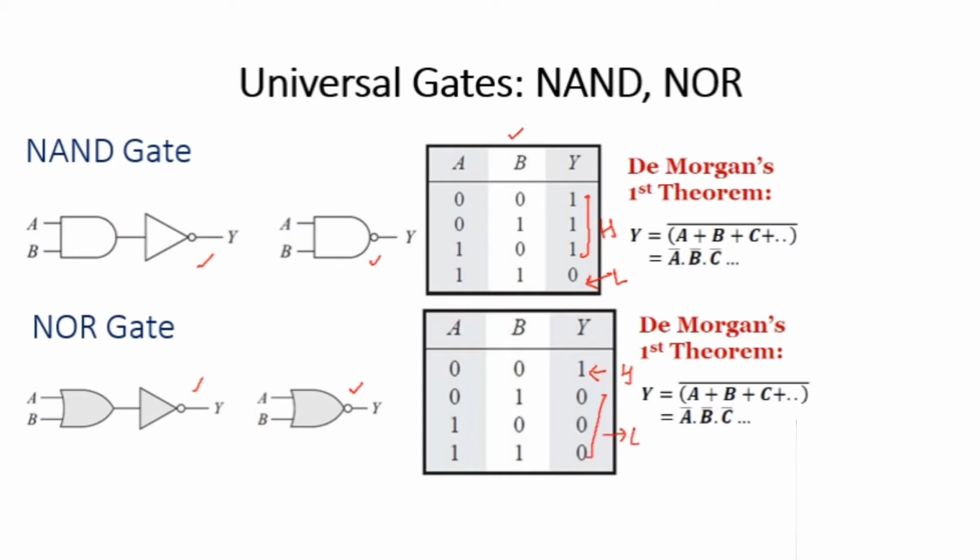So this is De Morgan's theorem, which we will be able to understand after we cover the Boolean laws. This is simply De Morgan's theorem. We will be covering it in detail in the subsequent sections.